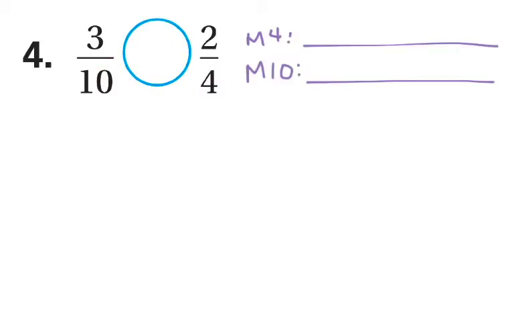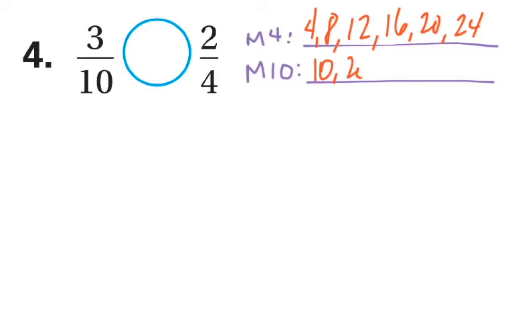Okay, now I have a denominator of 10 and a denominator of 4. I want to get both of my fractions to have the same denominator. So I'm going to list the multiples of 4 and of 10 and find the smallest multiple that they both have in common. So multiples of 4: 4, 8, 12, 16, 20, 24. Let's list the multiples of 10: 10, 20, 30, 40, 50.